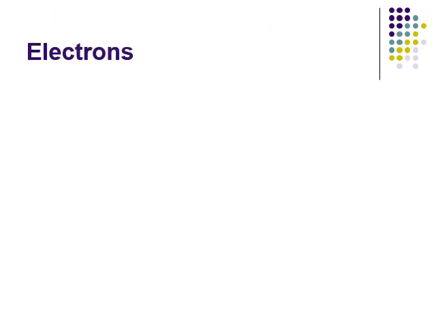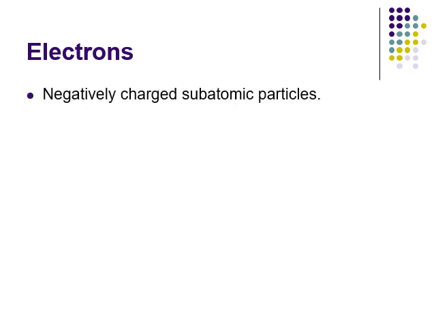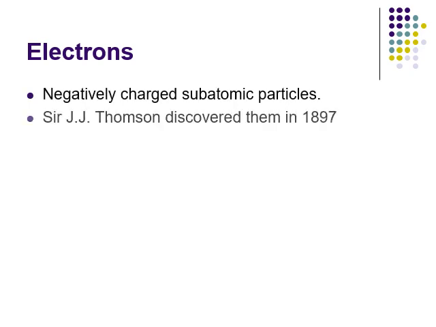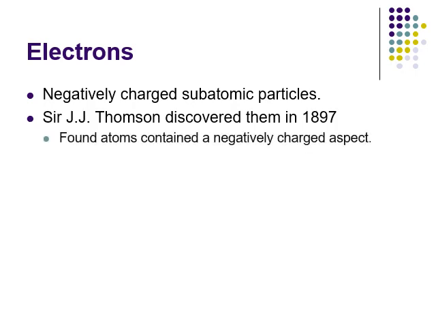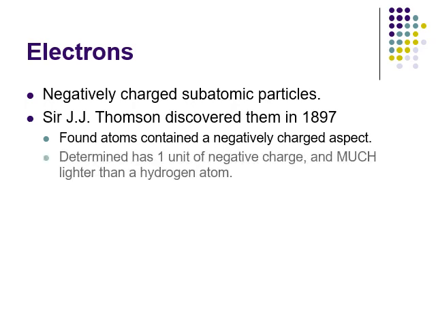So, starting with electrons. So electrons all have a negative charge. And they're discovered by J.J. Thomson in 1897. And basically what he found is that atoms contained a negatively charged piece to it. What he ended up doing is called the cathode ray tube experiment. He took a gas, electrically charged it, and found that this glowing line would appear.